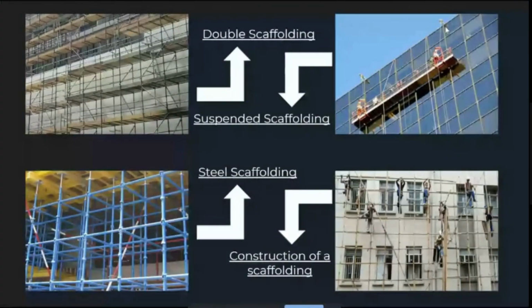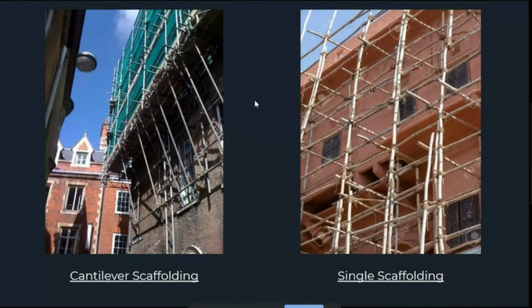So these are the construction pictures of the scaffolding. This you can see is how a scaffold is constructed. Then this is the steel scaffolding. This is double scaffolding, and this is the suspended scaffolding. This is the cantilever scaffolding, which does not rest on the ground and it is at some height from the ground. And this is single scaffolding where holes are made into the walls.